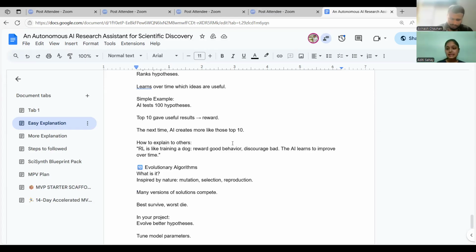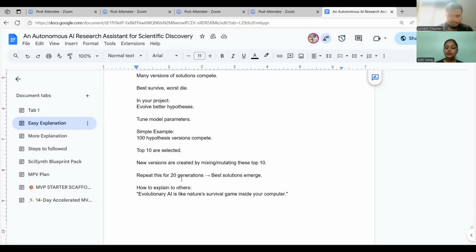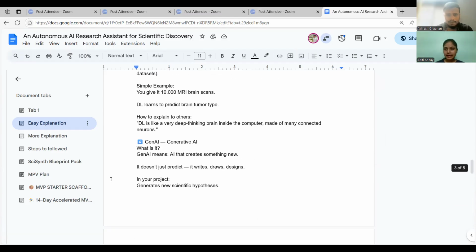Now we'll move on to the next and the last one, that is evolutionary algorithm. We all have studied biology, right, till class 10. So we are aware of these terms, that is mutation, selection, reproduction. All these terms come under reproduction, right? So the evolutionary algorithm is created using these methods. So these were the paradigms.